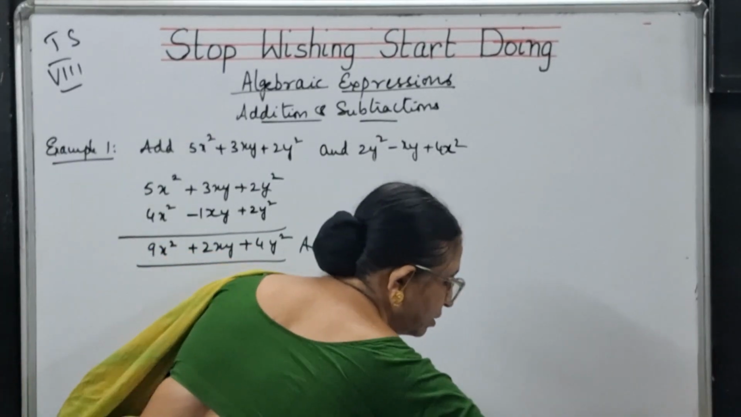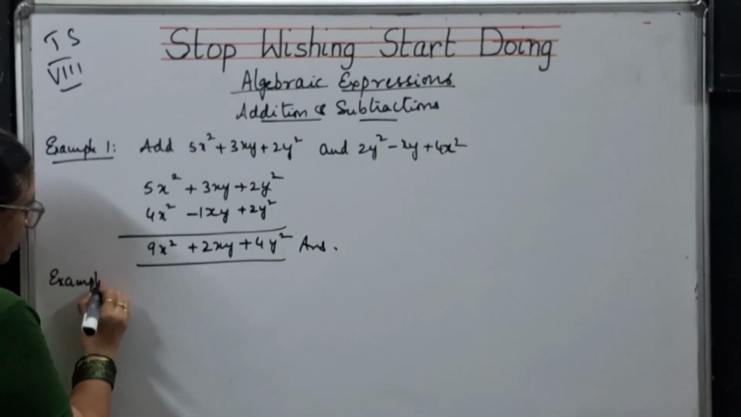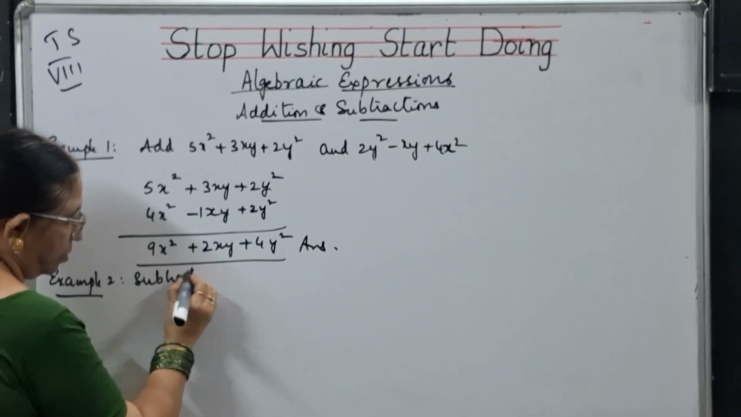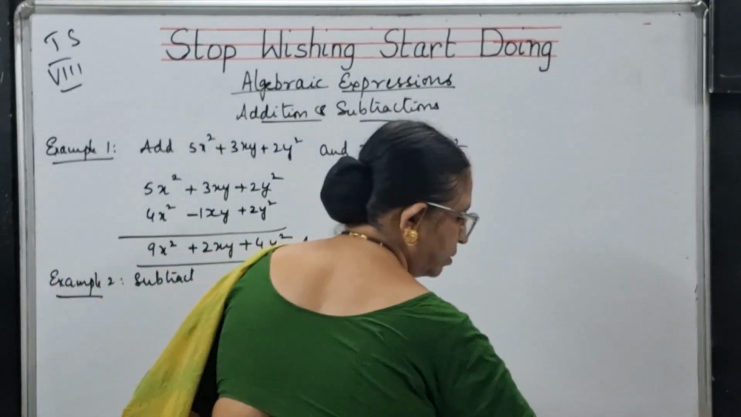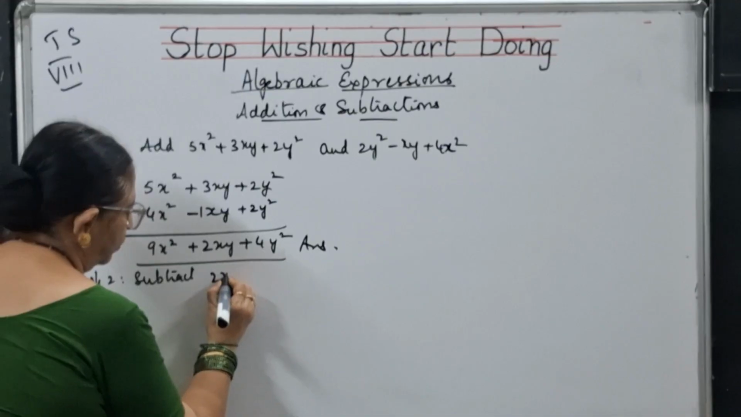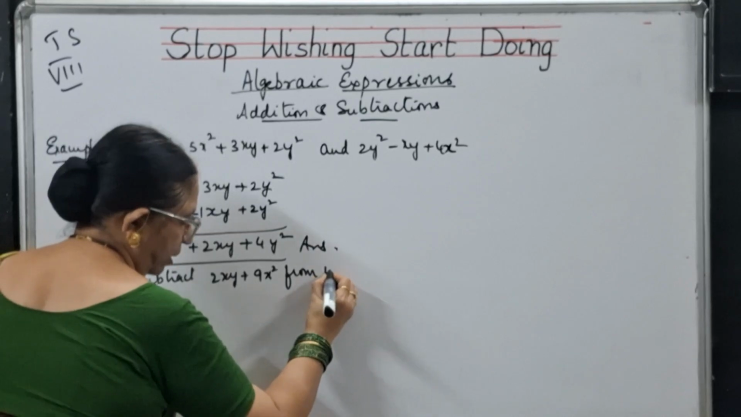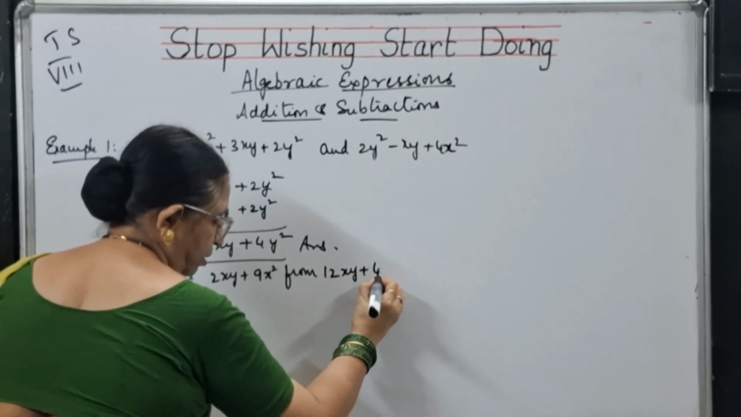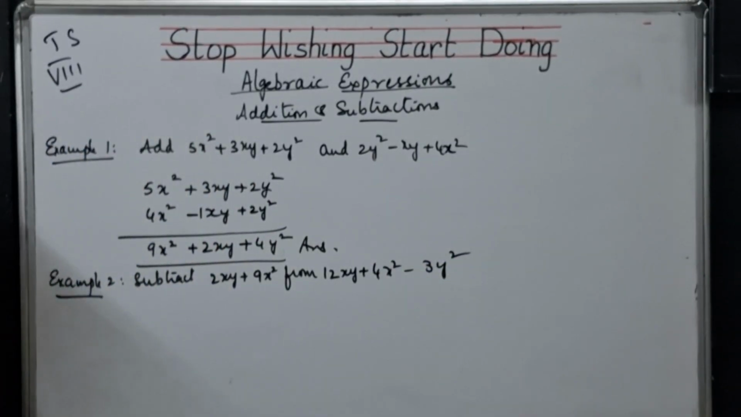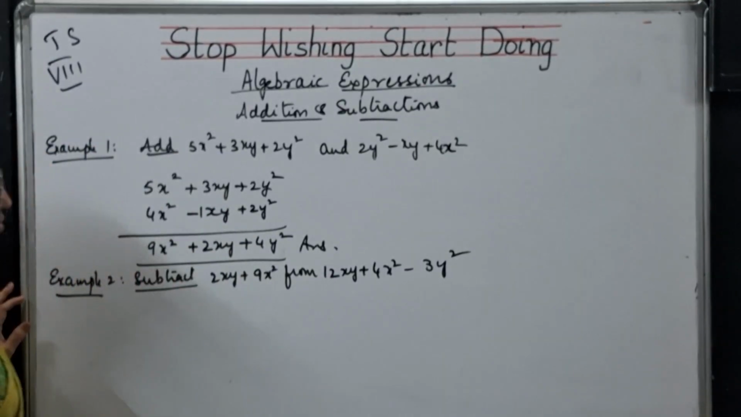You have got example 2, children. Example 2, subtract 2xy plus 9x square from 12xy plus 4x square minus 3y square. This is the problem. It is subtraction, children. Be careful. This is subtraction, this is addition.